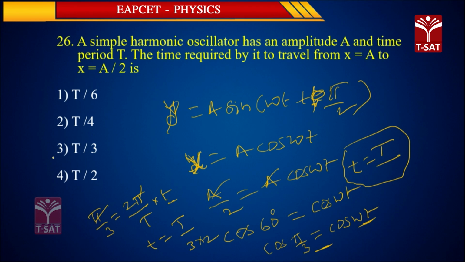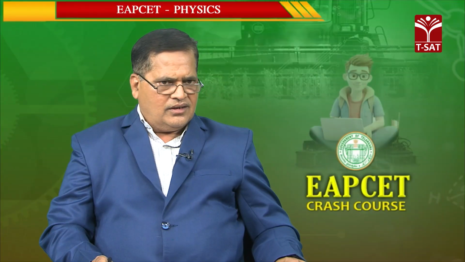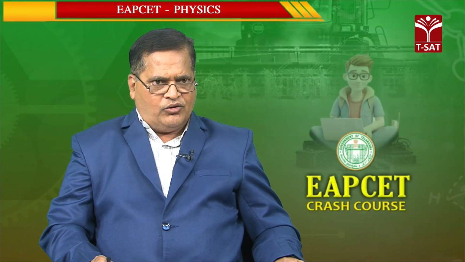That is the option. See, children, option is there. Where is that? The first option. You see the first option, T by 6. Okay? Right. I hope that you are understanding this equation.